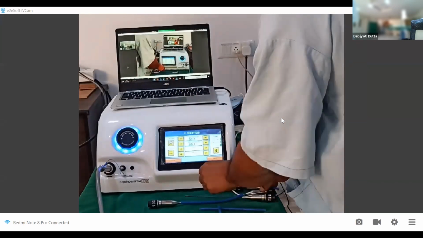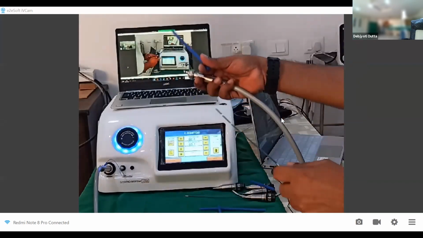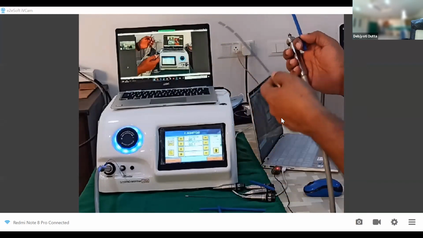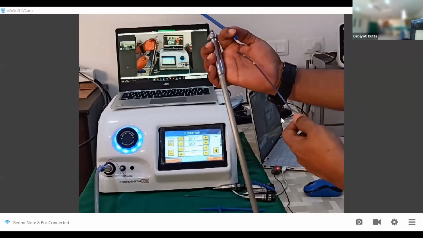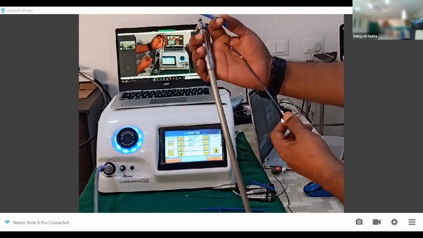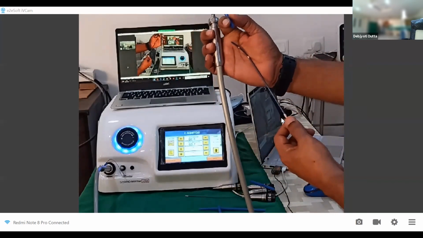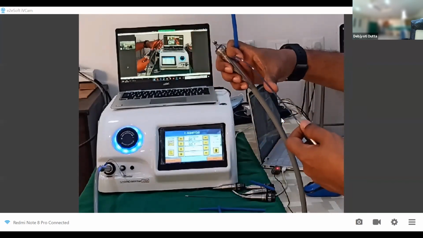And this is another very unique one. This is a curved one. I was showing you in the sacroiliac joint. So this probe is a specifically curved probe for the sacroiliac joint. It can produce a large size lesion of around 8 centimeters.